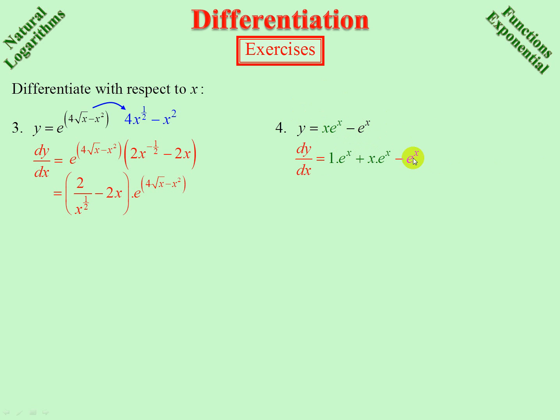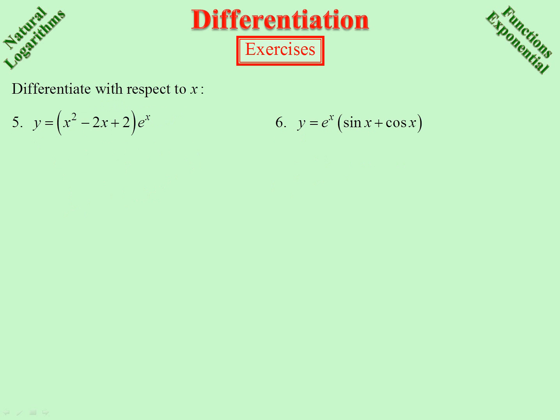Now we have e to the x cancelling out, so we have x times e to the x. A product rule again. Derivative times e to the x plus that times derivative. When you multiply out and simplify, a whole lot of terms cancel one another out, and there's our final answer.